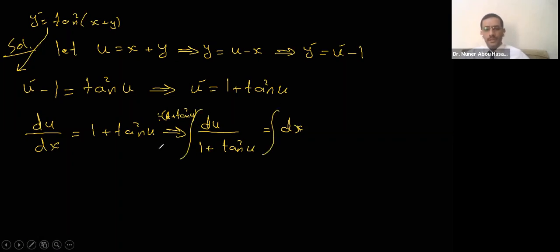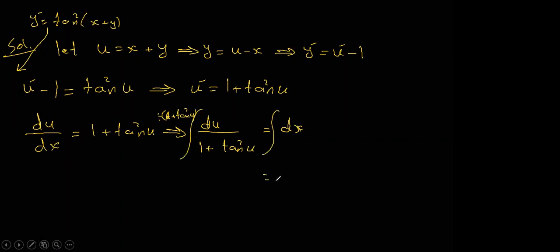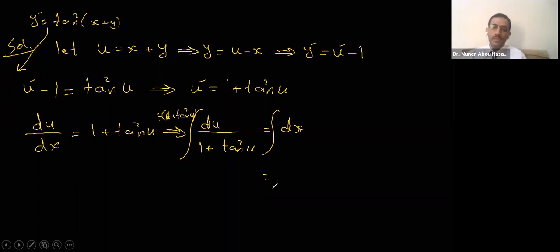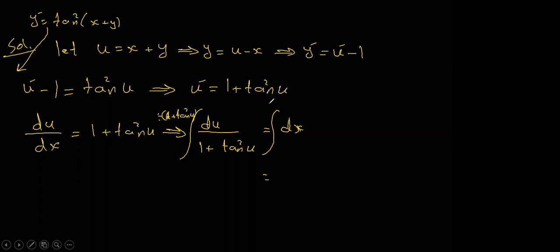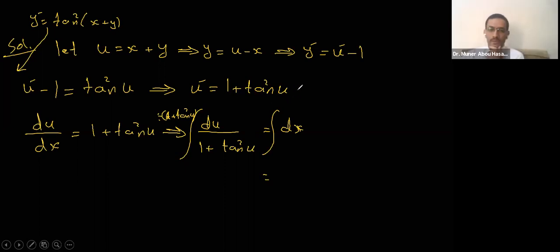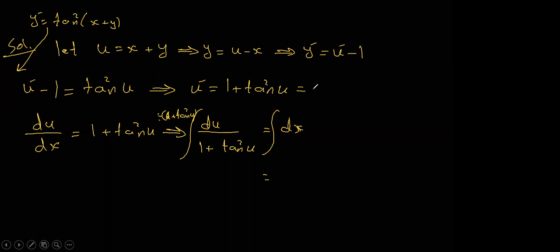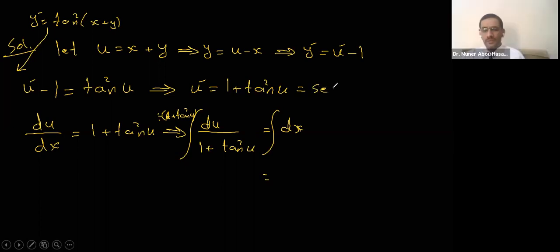What should I do? Integral here and here. Doctor, can we use trigonometric identities like 1 plus tan squared? Yes, you are right. I should use it. So 1 plus tan squared, it is what? Do you remember? Sec squared. You are right. So who is speaking now? What's your name? Abdullah. Abdullah. Yes, so it is sec squared of u.